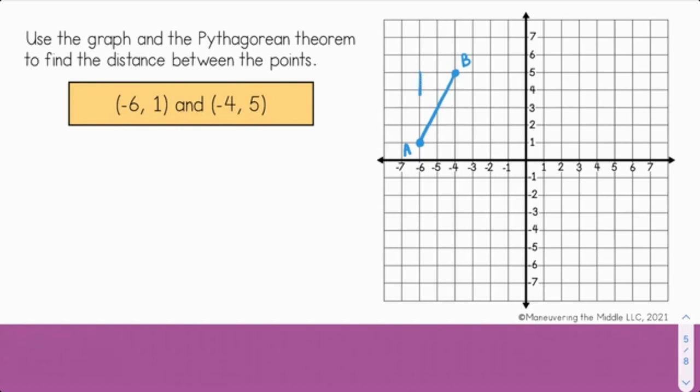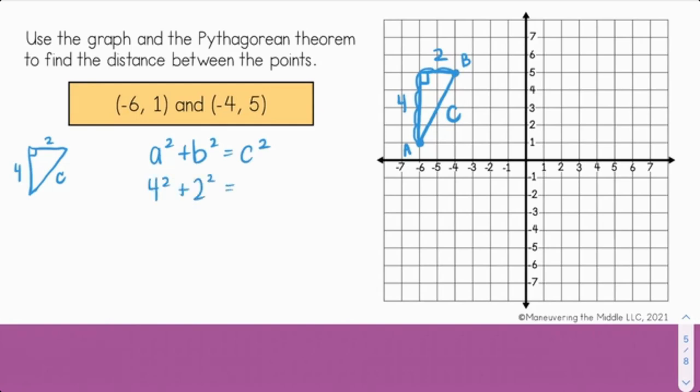So I'm going to draw a right triangle from one point to the other. And so I can count the length of the legs. I can see that this first leg is 4 units. And then here, this is 2 units. And then we are missing the value of the hypotenuse, or c. So again, if it helps you to see that drawn out, we have legs 4 and 2, and we are looking for the hypotenuse. So let's set up the Pythagorean theorem. And I'm substituting 4 for a, so 4 squared, and 2 for b. And now 4 squared is equal to 16, and 2 squared is equal to 4. And then 16 plus 4 is 20.